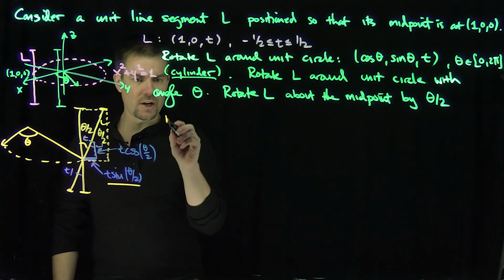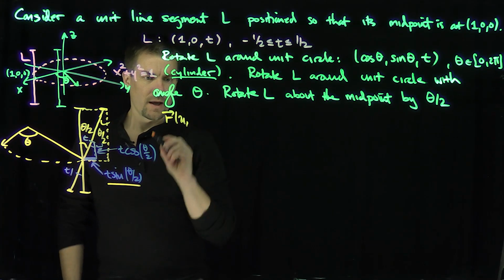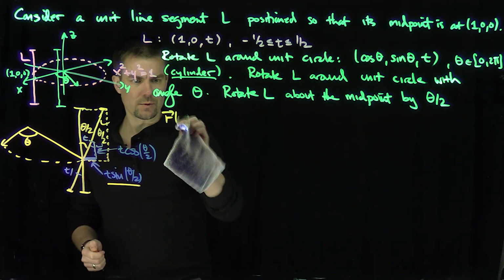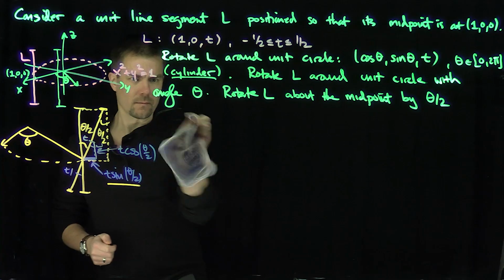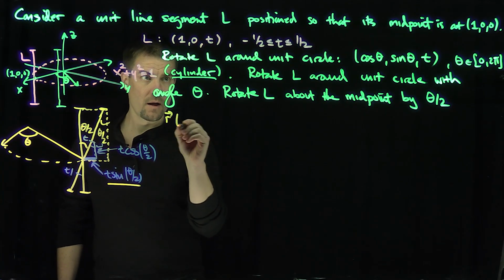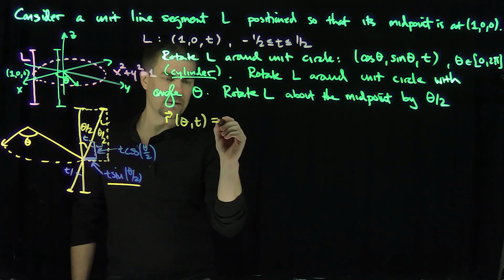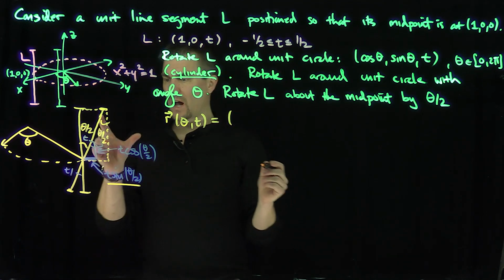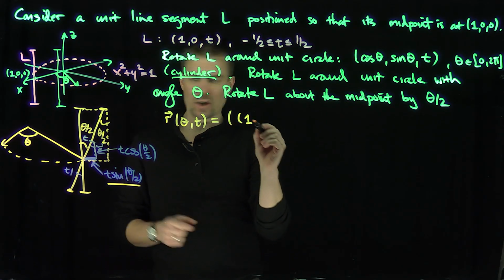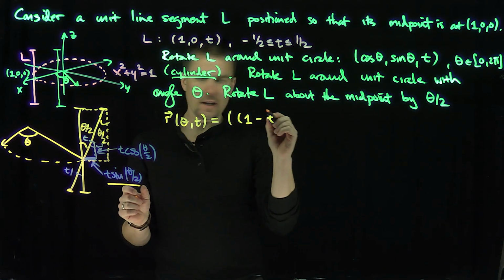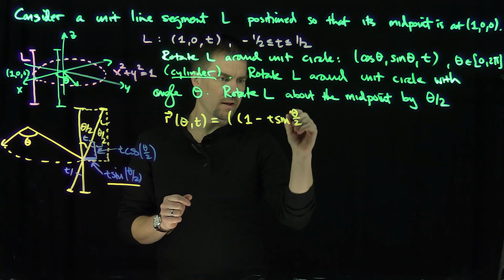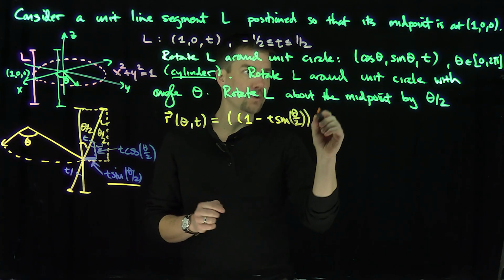And so we get this parameterization, r of theta and t. R of theta and t is going to be what? How much are the x and the y changing? It's going to be cosine of theta, but how much is the height changing by? It's changing by 1 minus t and then sine of theta over 2, and that's hit with a cosine of theta.